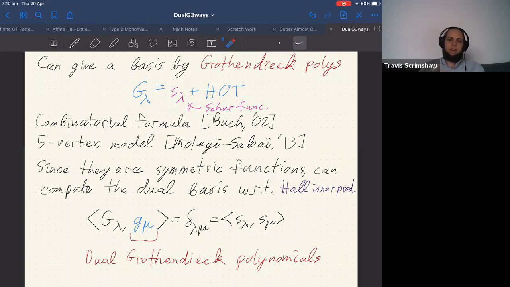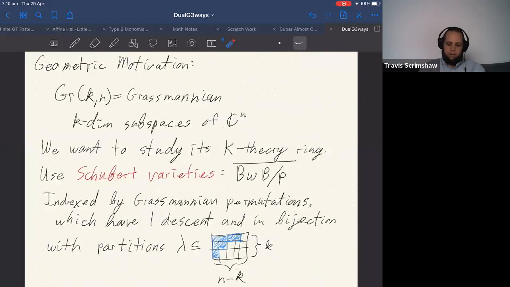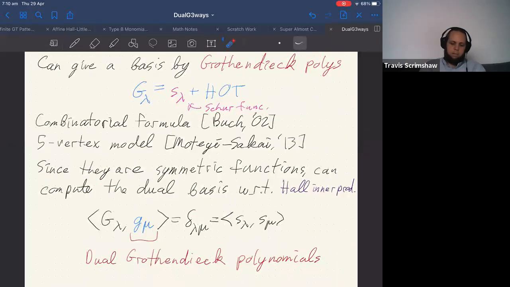And we have to take a small quotient where anytime our shape falls outside of this k by n minus k rectangle, we just declare that to be 0. And we do the same thing at the level of Grothendieck polynomials for the K-theory. And so studying the K-theory ring comes down to understanding these Grothendieck polynomials and how they multiply. And there are nice combinatorial formulas for this. For example, these are due to Buch in 2002.